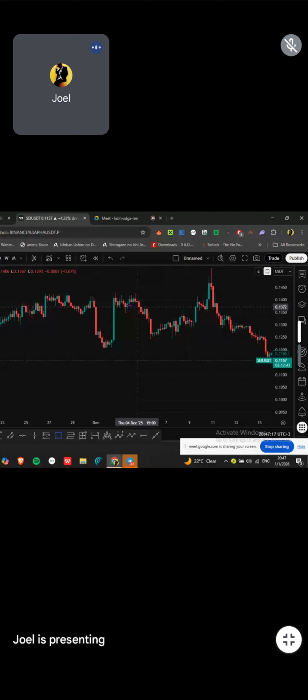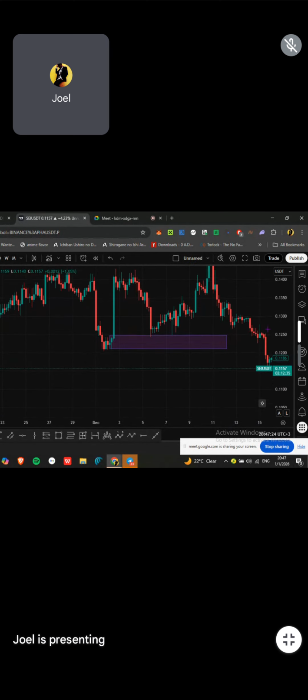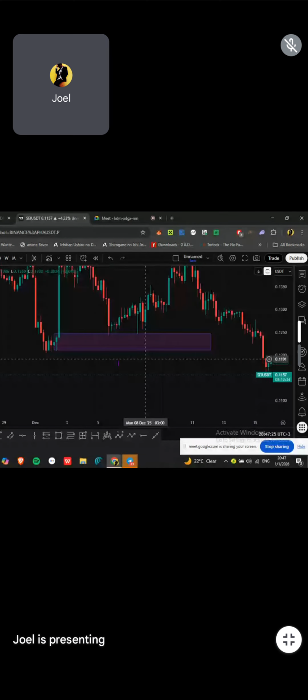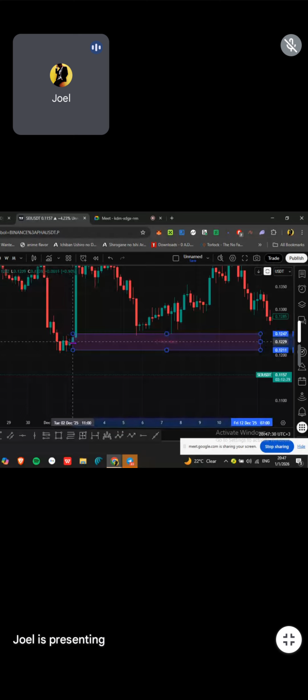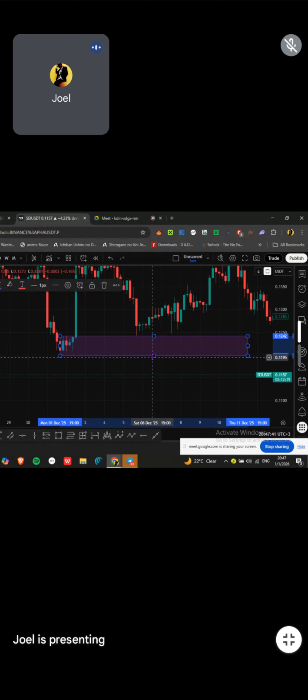Now here is a demand block. Remember, you have to plot the previous candle before the sharp move. The high and the low of the previous candle before the sharp move. Let me plot it properly for you.